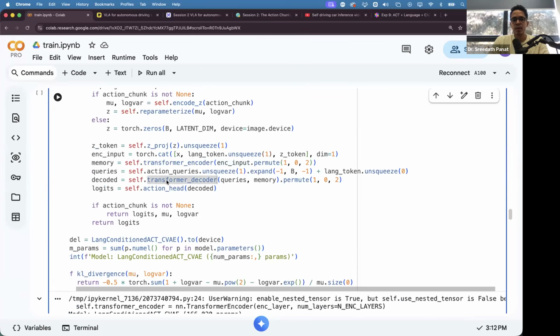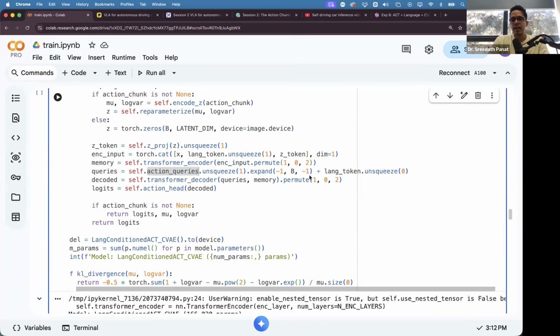So to the transformer decoder, you will pass two things. You will pass the output of the transformer encoder, and you will also pass the queries. So queries, comma, memory. The output of the transformer encoder is called memory. These queries are these self.action queries.